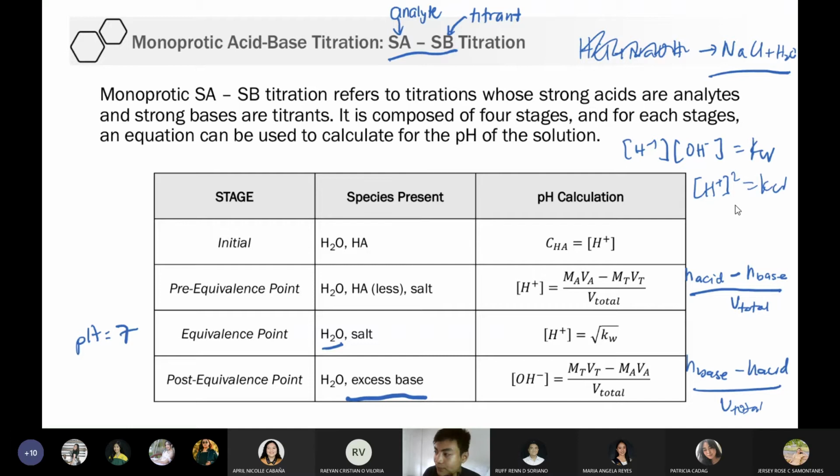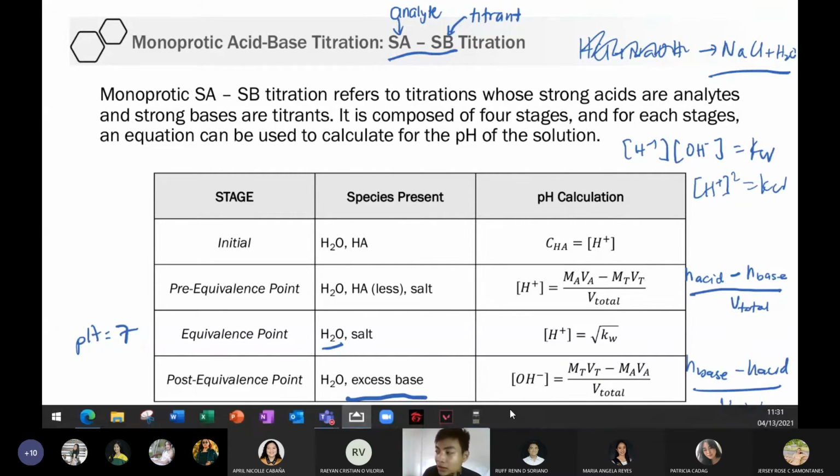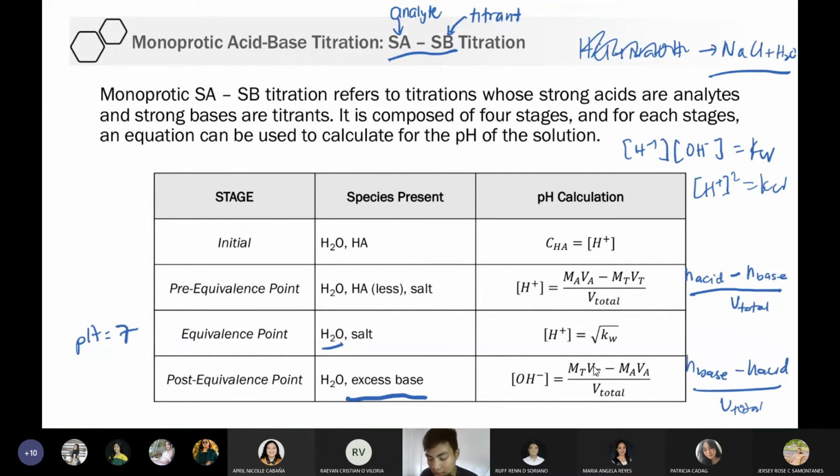Okay? So, ganun. And then we know that base is the titrant. So, we write it as MTVT. And we know that acid is the analyte. So, we write it as MAVA. So, that's why we arrive with this equation. The concentration of OH is MTVT minus MAVA, all divided by the V total. Okay? So, yan yung reason kung bakit natin nakuha itong different equation for the different stages sa titration. Okay? Sa ngayon, siguro may question mark pa. Paano ko gagamitin yan? Mamaya makikita nyo how these equations will be used.